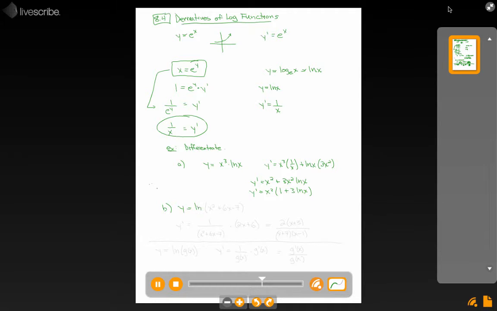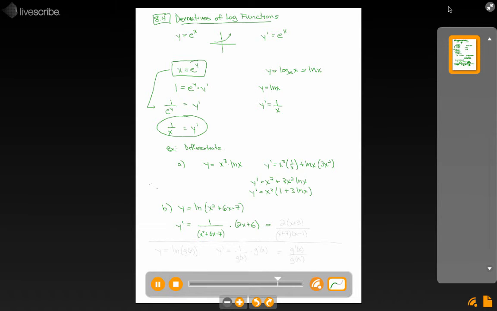y equals the natural log of x squared plus 6x minus 7. Now, with that function, a lot of people make the mistake of trying to distribute this natural log into the brackets somehow. It's the natural log of that whole entity. So the derivative of it is going to start off with 1 over that, and then multiplied by the derivative of the inside, which is just 2x plus 6. So it's kind of a classic chain rule situation.